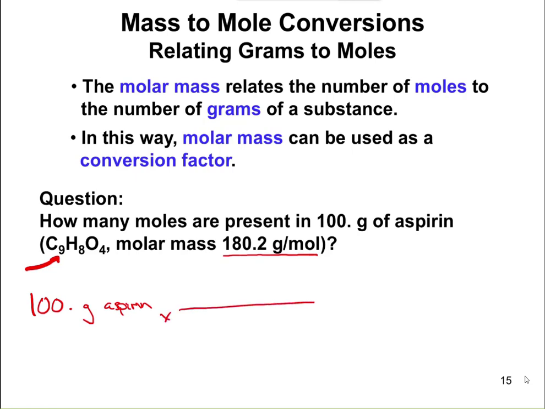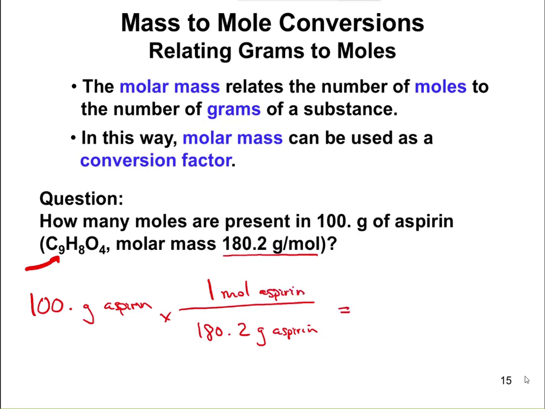All right, so I know that because I have grams of aspirin that I start with here, I need to have grams down here on the bottom. So I need to have grams of aspirin on the bottom. And I know that there are 180.2 grams of aspirin for every 1 mole of aspirin.